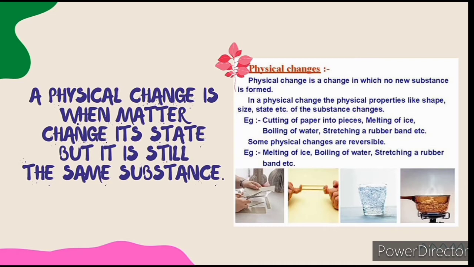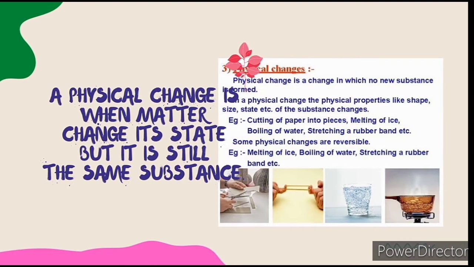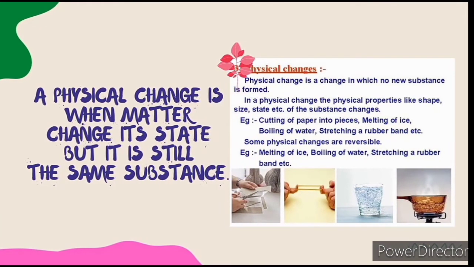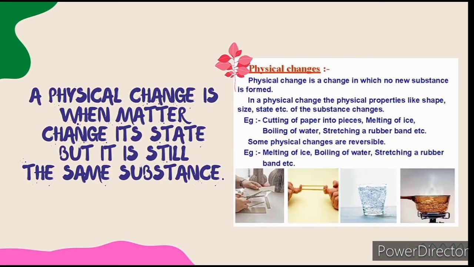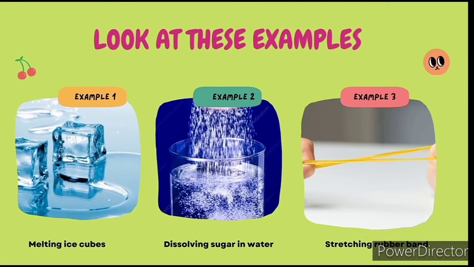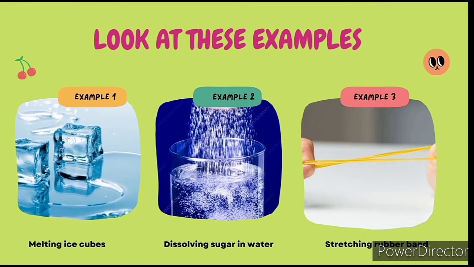So you say it changes physically. Like as you keep growing and you keep increasing in age, you start changing physically. Your body size changes, your body shape changes, but you are still the same person. That's what happens physically in a physical change. The matter changes its state, but it is still the same substance. So let's look at some examples.